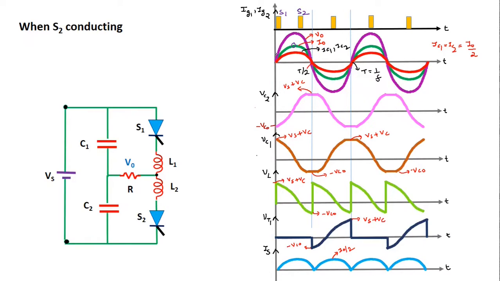So as soon as we trigger the S2 SCR, again two loop currents will flow, one loop current will flow in this path, one loop current will flow in this path. Because of this S2 SCR conducting, this C2 capacitor which has reached the voltage of Vs plus Vc again starts releasing its energy or discharging through this S2 SCR, L2 inductor and load resistor R.